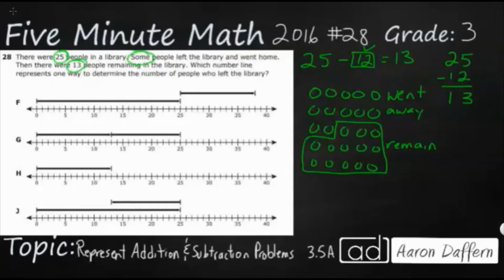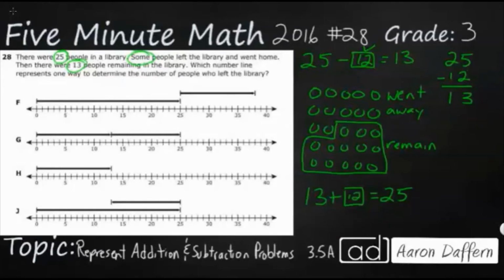Another way I could have solved this is I could have said, well, 13 plus something equals 25, because I could use inverse operation. I can use a fact family, and then maybe I could have counted up from 13 up to 25. But either way, we know our answer is 12.